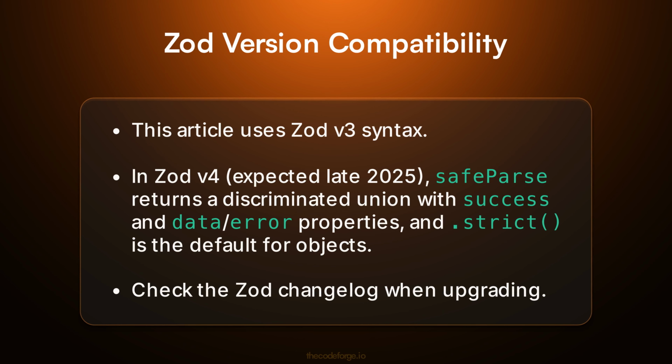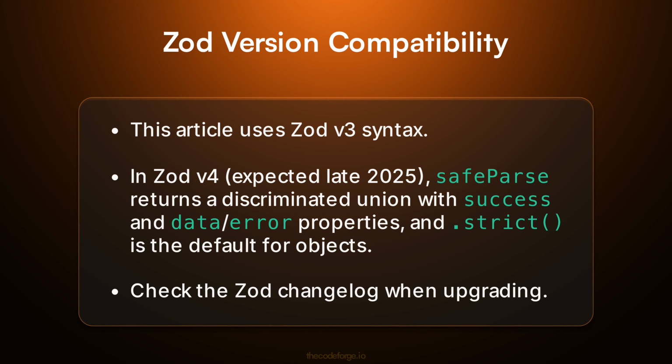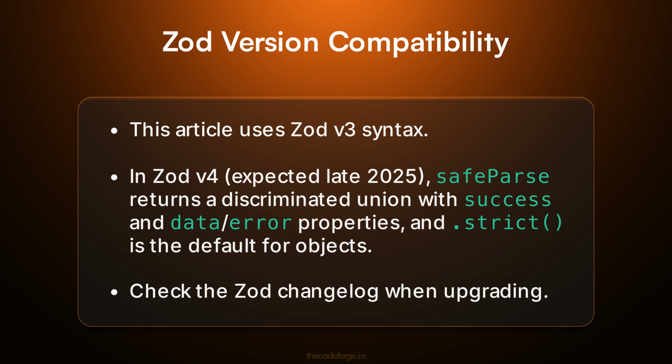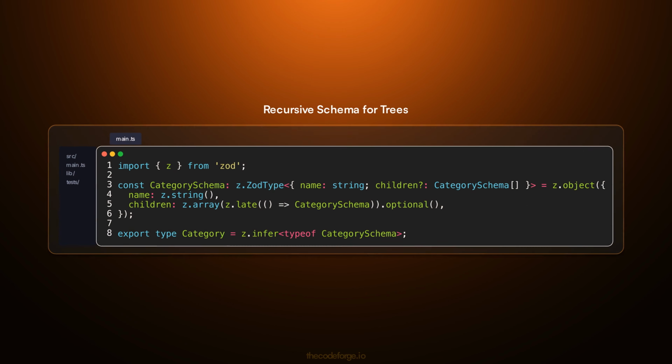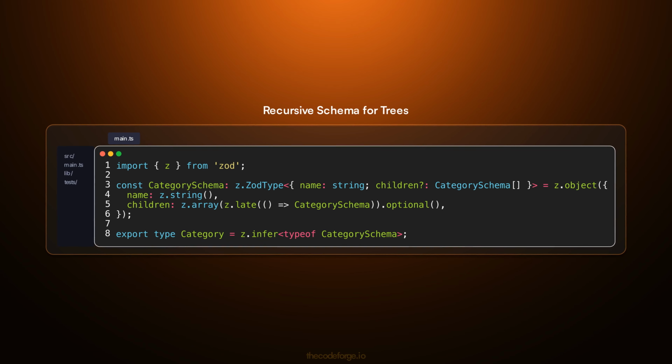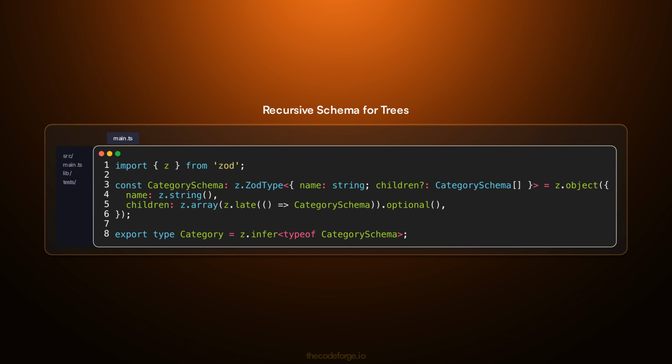This article uses Zod v3 syntax. In Zod v4, expected late 2025, safeParse returns a discriminated union with success and data or error properties, and strict is the default for objects. Check the Zod changelog when upgrading. For nested data like comments or categories, use z.lazy to define recursive schemas. This allows a schema to reference itself, enabling validation of deeply nested structures without infinite loops.